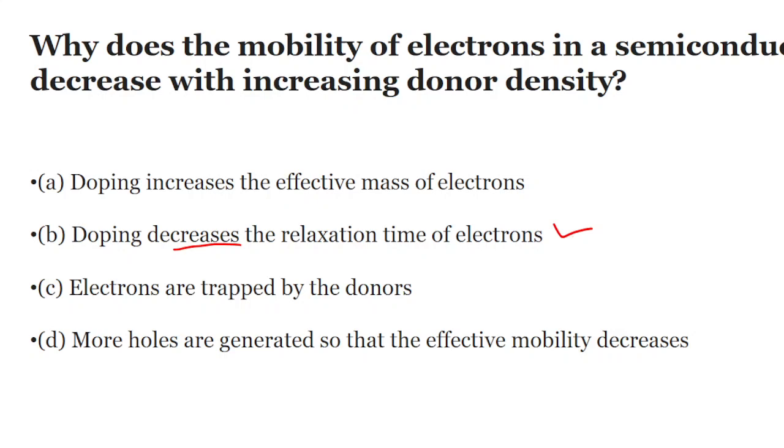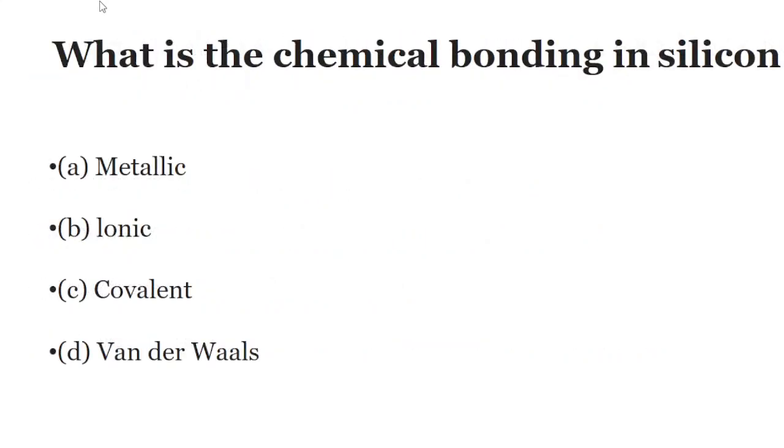So the next question is, what is the chemical bonding in silicon? Metallic bonding. Option B is the ionic covalent bond. Van der Waals. Semiconductor having covalent bonds. Option C is the right answer.